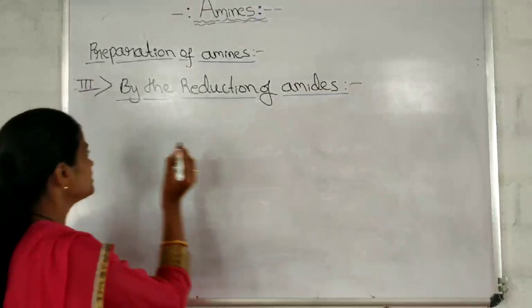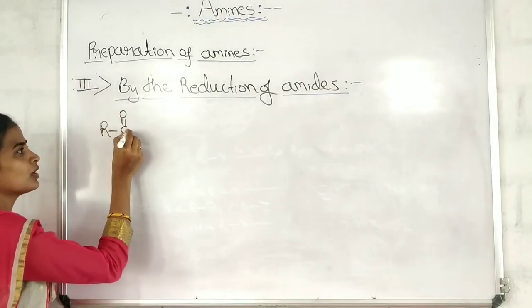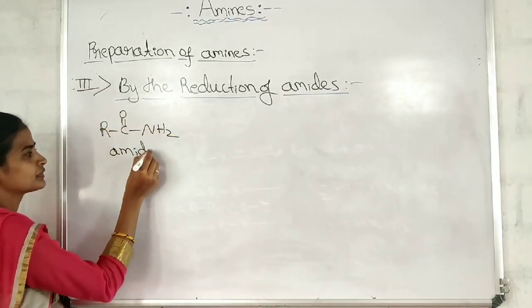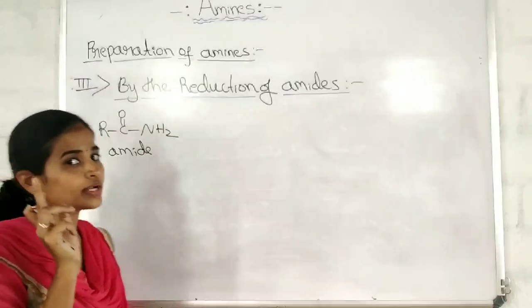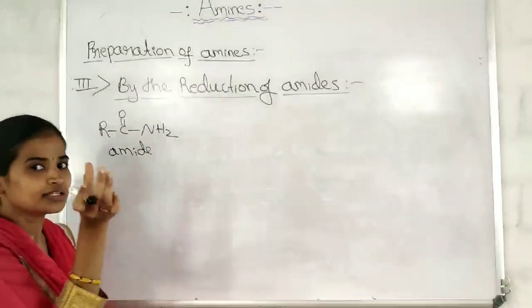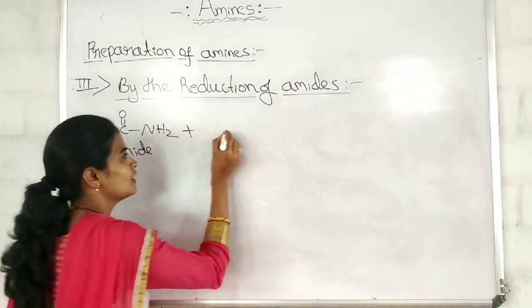Okay, what is the general formula of the amide? RC double bond O NH2. This is what we call amide. If R is directly attached to NH2, that is amine. Here between the NH2 and R, C double bond O is there. Therefore, it is amide. Okay.